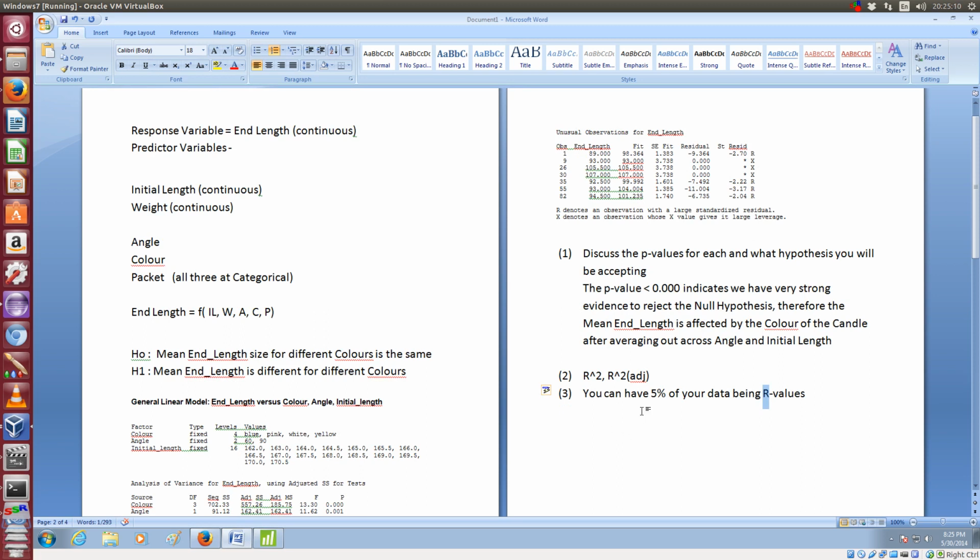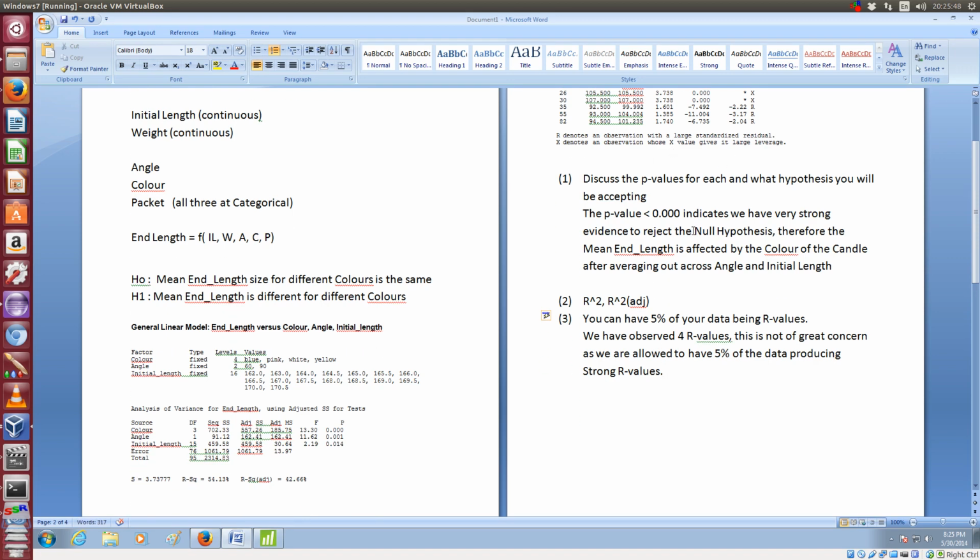Then you would just include a short sentence saying that we've observed 4 R values. This is not of great concern, as we are allowed to have 5% of the data producing such values. You don't have to use that wording by any means, you could word it a lot better, it just has to be words to that effect.